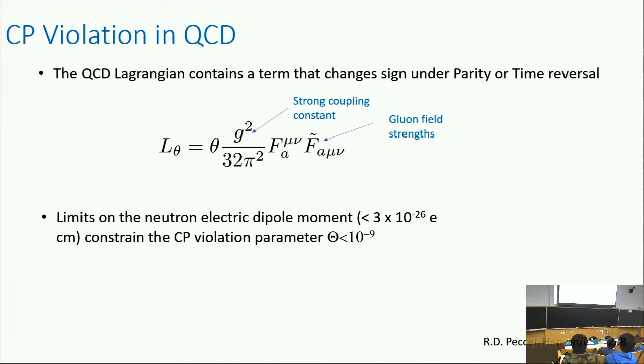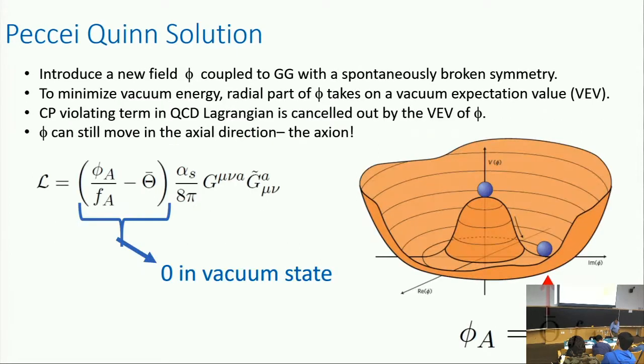In order for it to meet the experimental constraints, which are very tight, this parameter has to be incredibly tiny, but there's no fundamental reason in QCD why this parameter has to be so small, 10 to the minus 9. That can't be a coincidence. So then came along Helen Quinn and Roberto Peccei. I'm sorry, my slides got cut off. But this is Roberto Peccei and Helen Quinn, who invented the theory that turned into the axion.